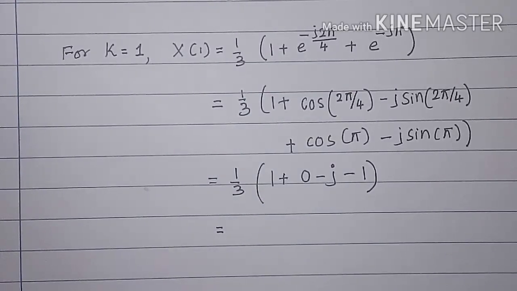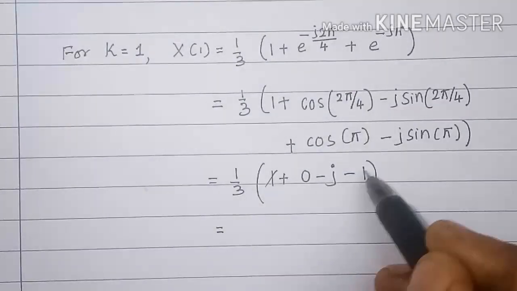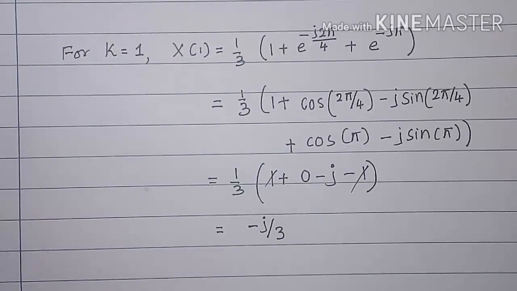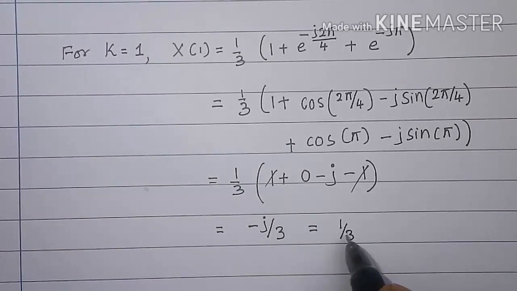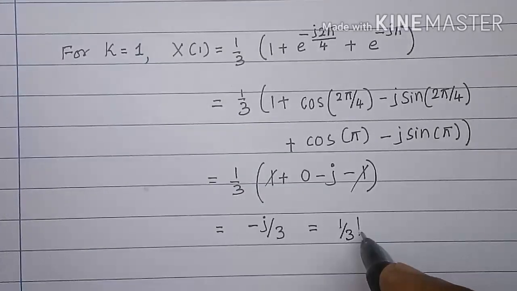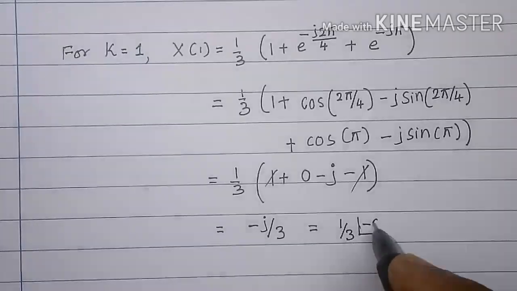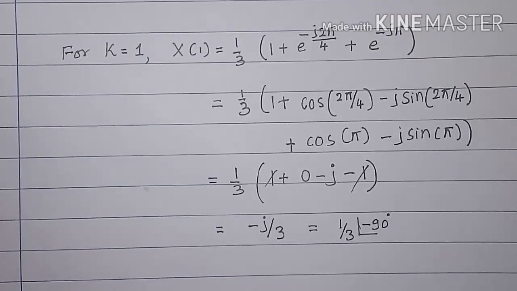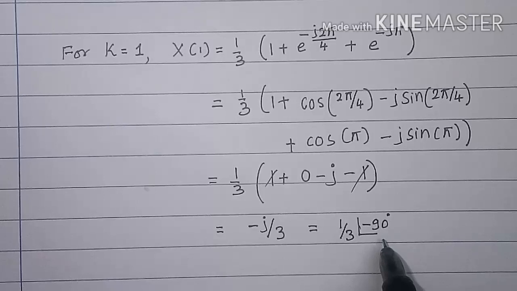So we get 1 and 1 cancelled here, minus j by 3 is equal to 1 by 3 at an angle of minus 90 degree. So magnitude of x of 1 is 1 by 3 and the phase angle is minus 90 degree.